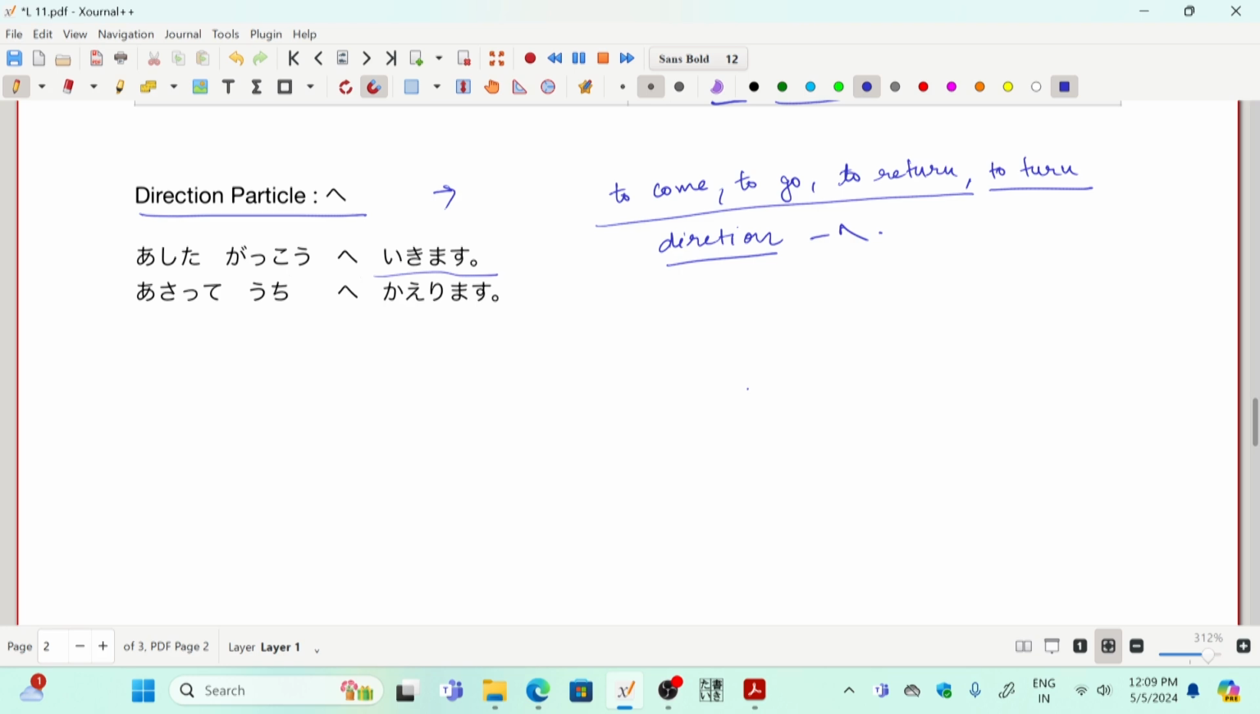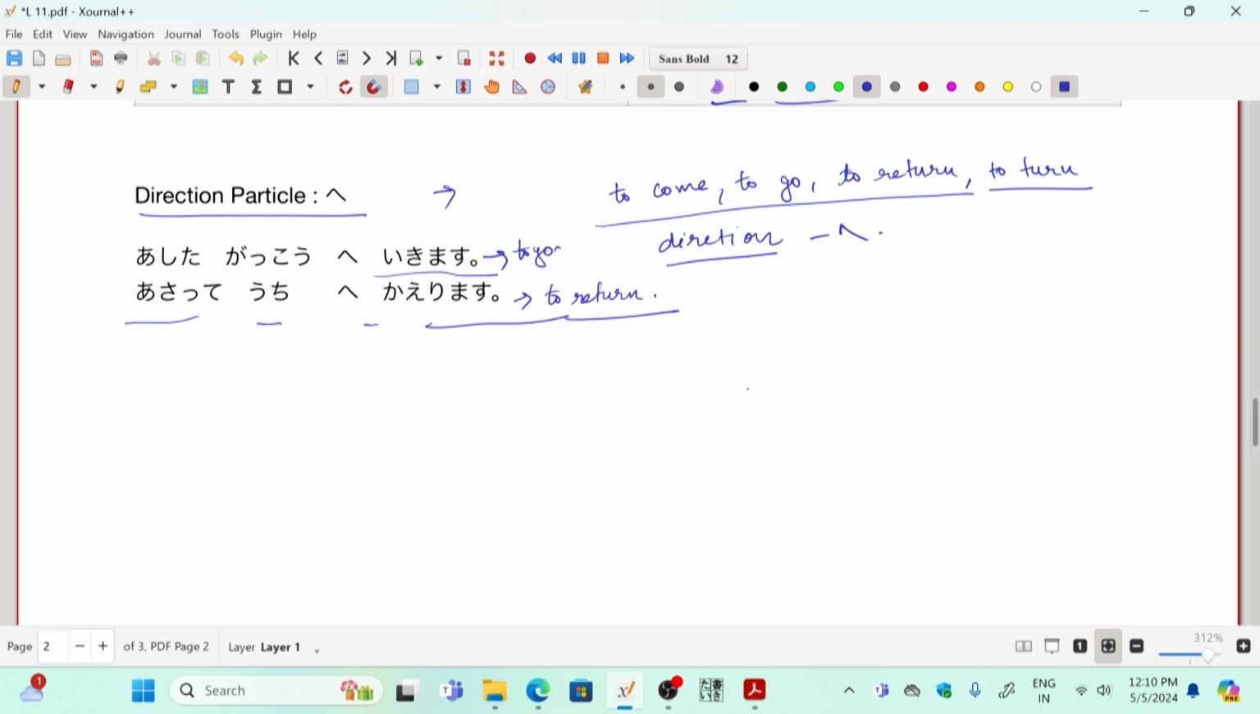So I'll go to school tomorrow. So my direction is fixed. E will reflect that I want to go in that direction towards the school. Ashita gakko e ikimasu. Ikimasu means to go. Similarly, asatte uchi e kairimasu. Asatte is day before yesterday. Oh sorry, asatte is day after tomorrow. So asatte uchi e kairimasu. Kairimasu means to return.